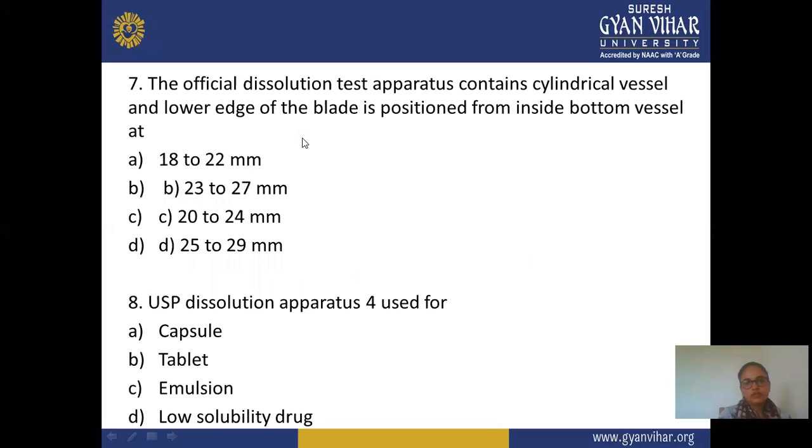Next is the official dissolution test apparatus containing a cylindrical vessel, and the lower edge of the paddle is positioned from the inside bottom of the vessel. In this, A is 18 to 22 mm, B is 22 to 27 mm, C is 22 to 24 mm, and D is 25 to 29 mm.